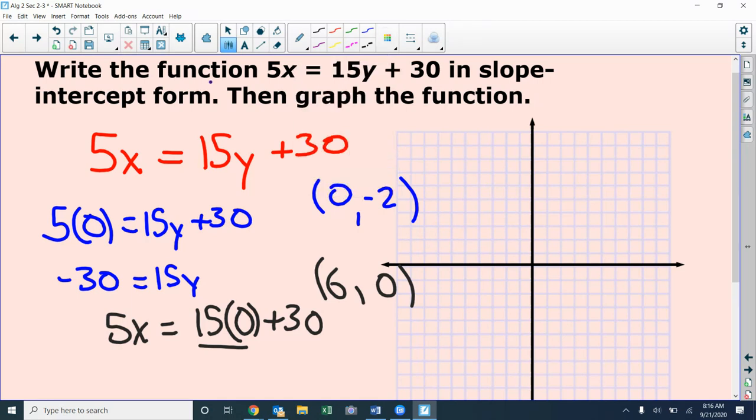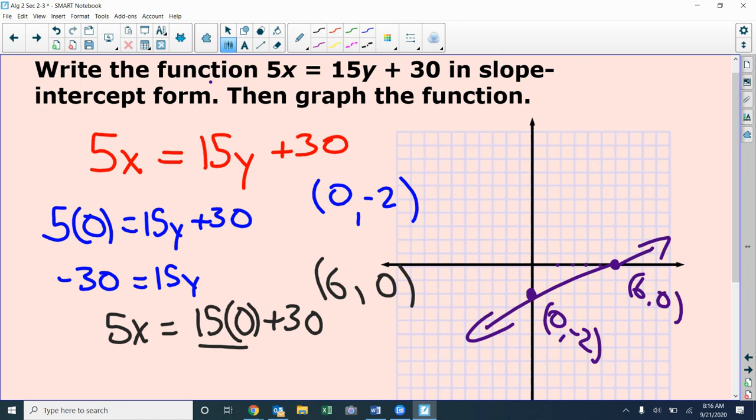X is 0, y is negative 2, x at 0, y at negative 2 puts us here. X at 6, y is here: 1, 2, 3, 4, 5, 6. X at 6, y at 0. And there we have it. How we doing? Everybody okay? Feel okay about it?